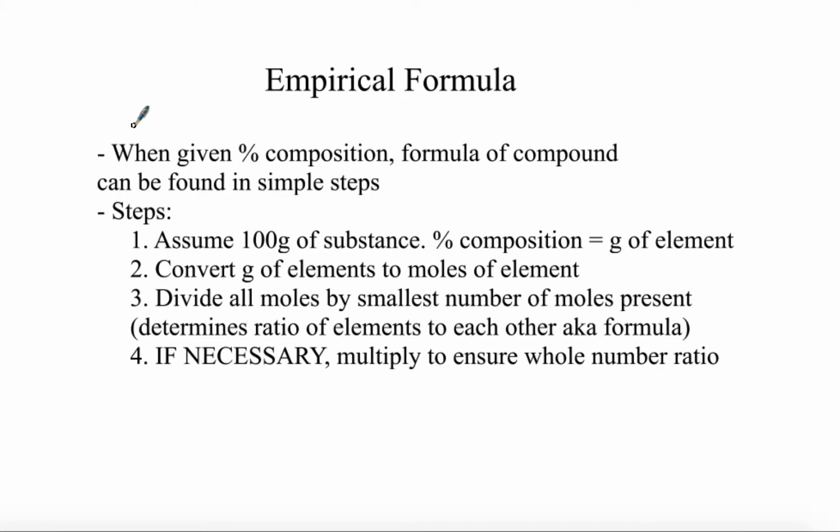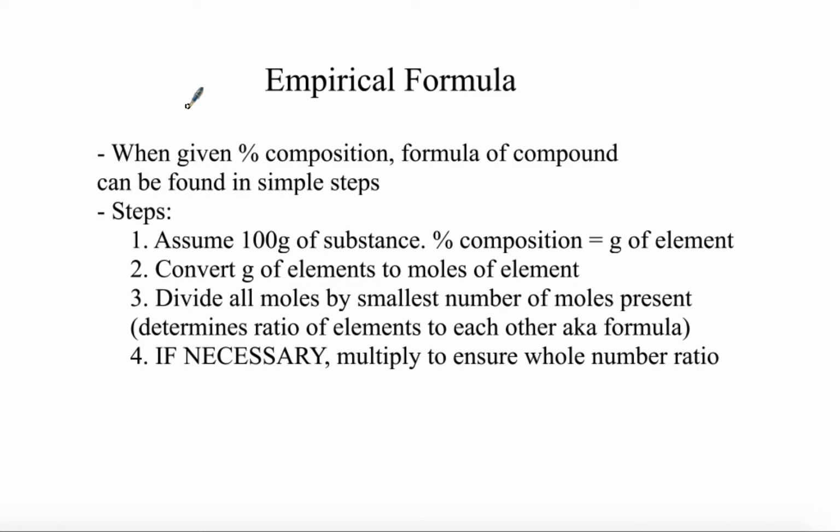So to find out the empirical formula, you need to have the percent composition. When you know the percent composition, the makeup of a compound, you can find out its formula through a few steps. The first step is to assume, no matter what the percentages are, that you've got 100 grams of the substance. That way, the percent composition of each element is going to equal the grams present of each element. We'll see that in action here.